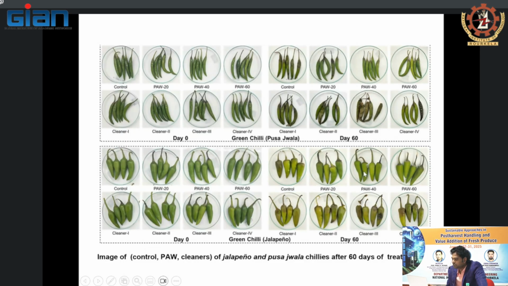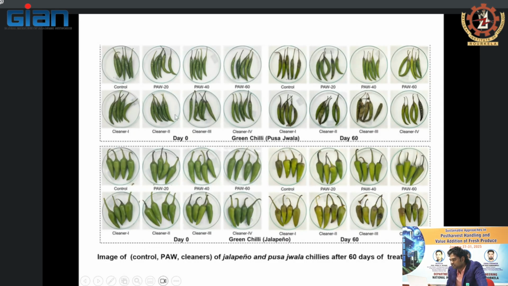These are two different varieties which are available in our market. The green chili which is treated for 60 minutes of plasma, 40 minutes of plasma, 20 minutes of plasma for 60 days. Even after 60 days, the freshness is retained in case of plasma activated water. 40 minutes, you can see the 40 minutes plasma activated water shows better results in case of color retention.